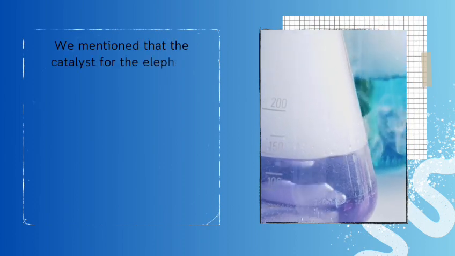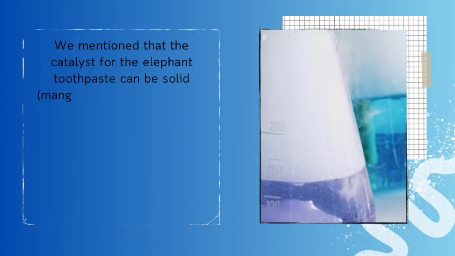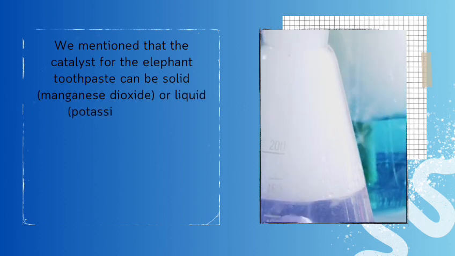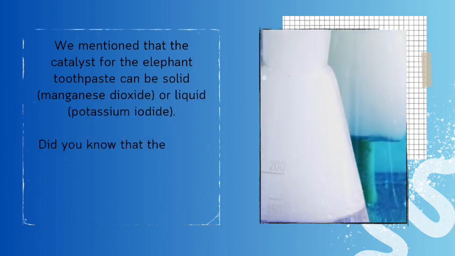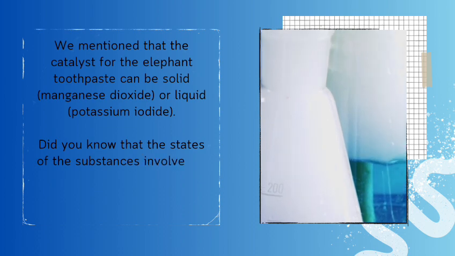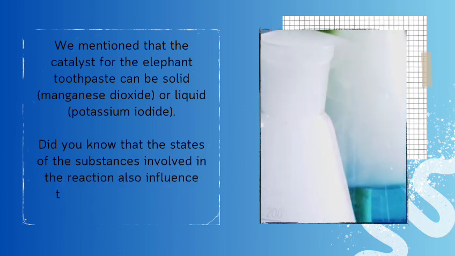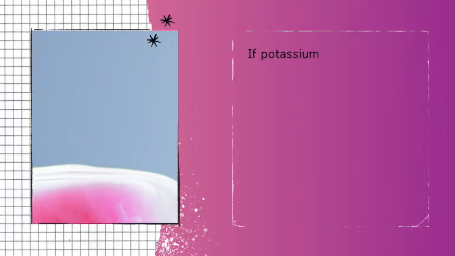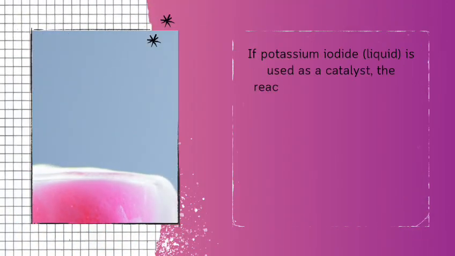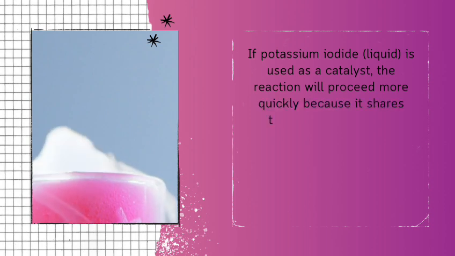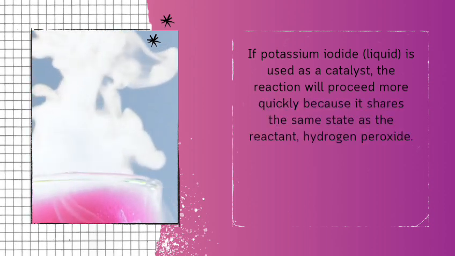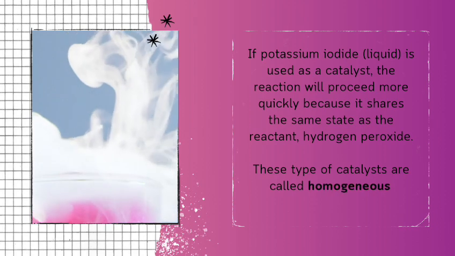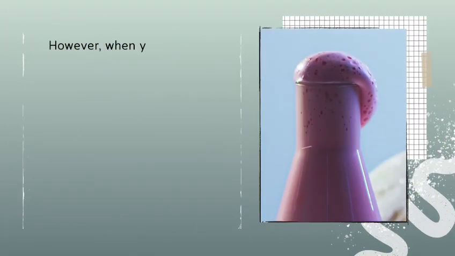We mentioned that the catalyst for the elephant toothpaste can be solids such as manganese dioxide or liquids such as potassium iodide. Did you know that the states of the substances involved in the reaction also influence the speed at which the reaction occurs? If potassium iodide is used as a catalyst, the reaction will proceed more quickly because it shares the same state as the reactant hydrogen peroxide. These types of catalysts are called homogeneous.